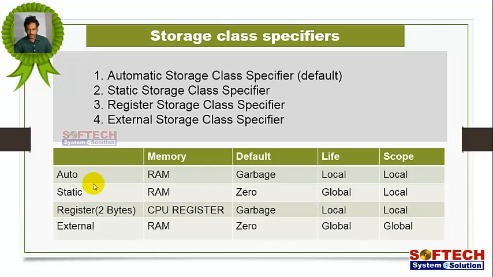So if we need this specification, we can use auto. If we want to access the variable out of the function, we use extern. So the storage class specifier helps to utilize the memory in an efficient way.